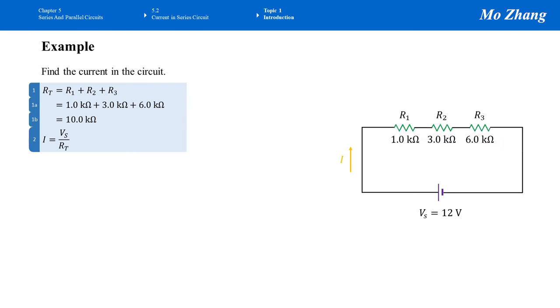So now substitute the values into the corresponding variables. 12 volt divided by 10.0 kilo ohm, that is 12 volt over 10,000 ohm. Use calculator. The number is, we get 0.0012 amp. This is the correct answer.